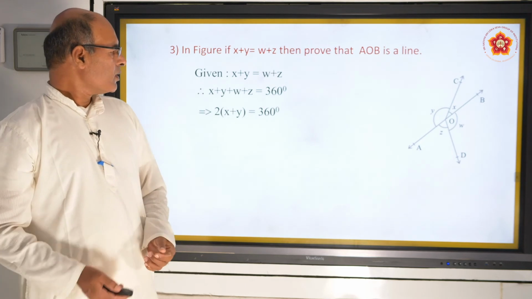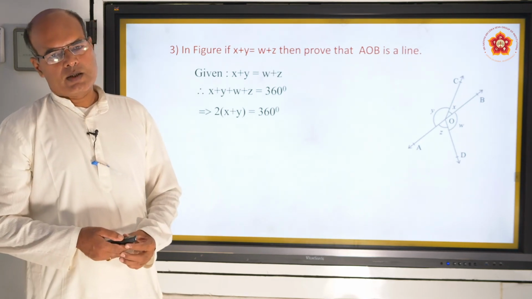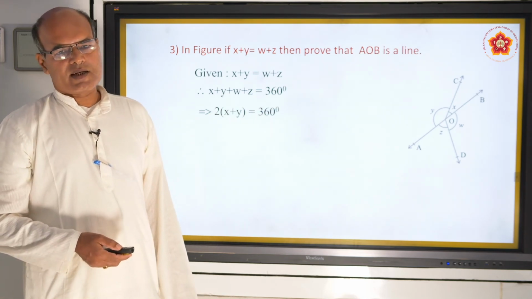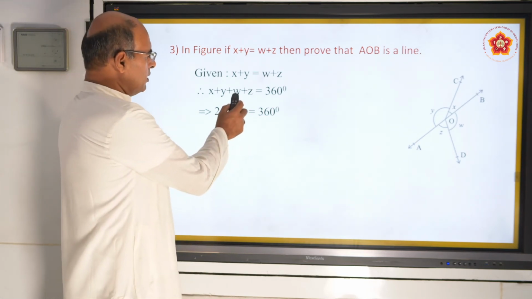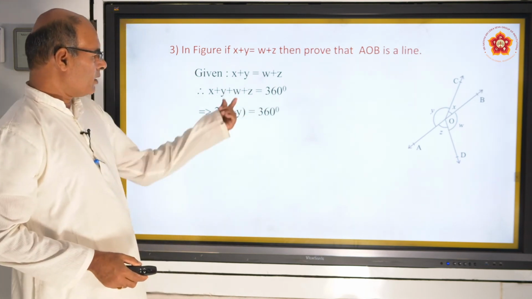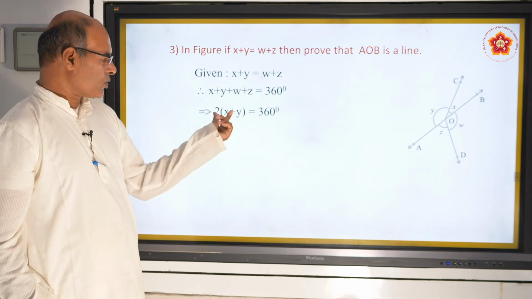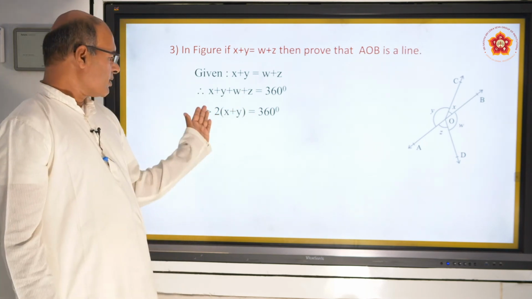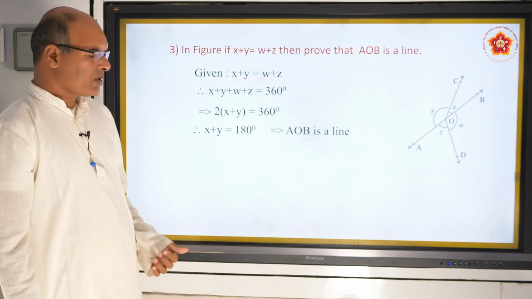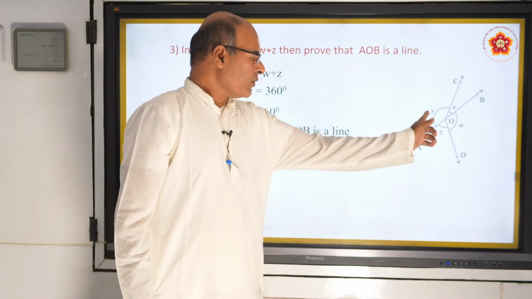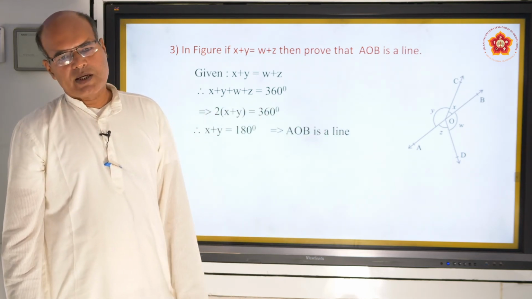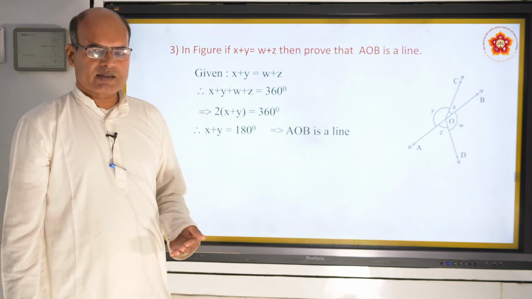So look at the steps. x plus y is equal to w plus z, it is given. If we add all the four angles, we get a complete angle, 360 degrees. But we can write x plus y in the place of w plus z because it is given here. If I write x plus y here, x plus y plus x plus y is 2 times x plus y. Send this 2 to that side, coefficient always goes to the denominator. Therefore 360 by 2 becomes 180 degrees. In this picture we proved that x plus y is equal to 180 degrees. So therefore AOB must be a straight line, according to the linear pair axiom, second axiom.